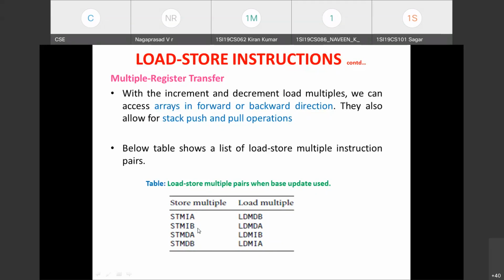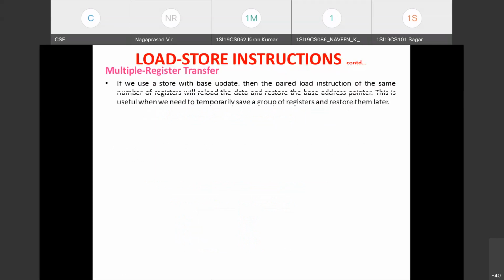If it is increment after instruction you are using, decrement before instruction for load multiple you have to use. If you are using increment before addressing mode for store, then decrement after instruction you have to use for load multiple. Similarly, if you are using decrement after, make use of increment before addressing mode. If you are using decrement before for STM, then for LDM you have to use increment after. So one example for this instruction pair we'll see. Just observe this example. If you use a store with base update, that means we are using the not symbol, then the paired load instruction of the same number of registers will load the data and restore the base address pointer.